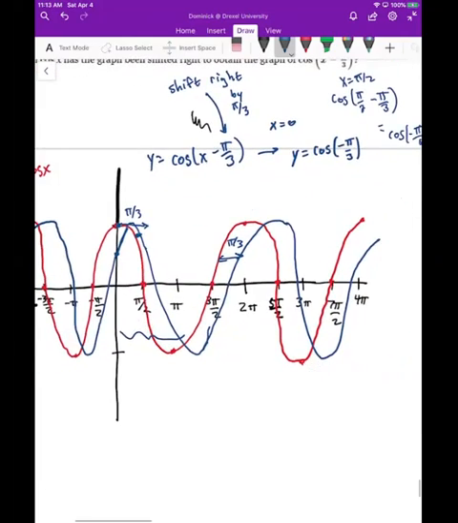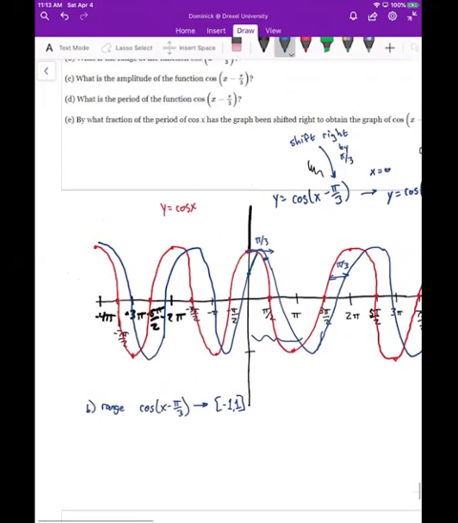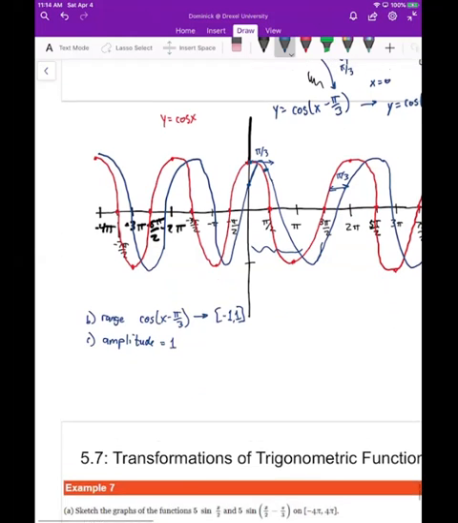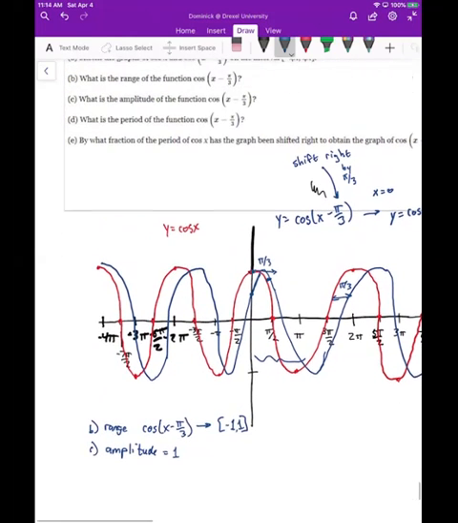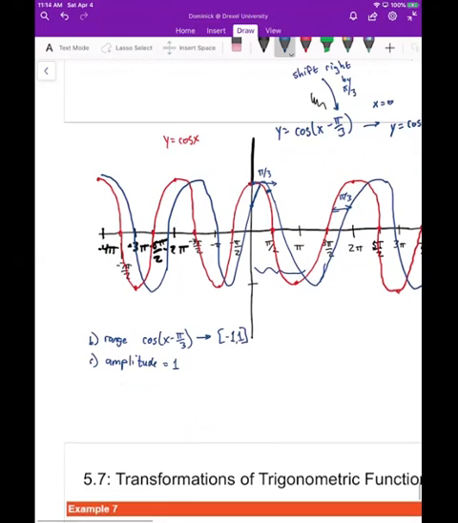Okay, now you can see that part B is asking us for the range of cosine of x minus pi over 3, which is still -1 to 1, right? Because we didn't change the y values for this. We just shifted everything over. All right, the amplitude is still 1, right? Because the difference between our highest and lowest y values is 2, and if I divide that by 2, I get 1. Let's see. So part D is we want to know the period.